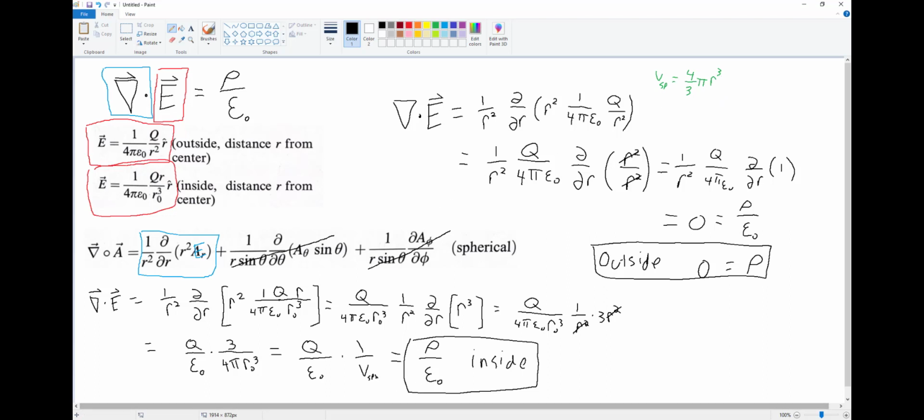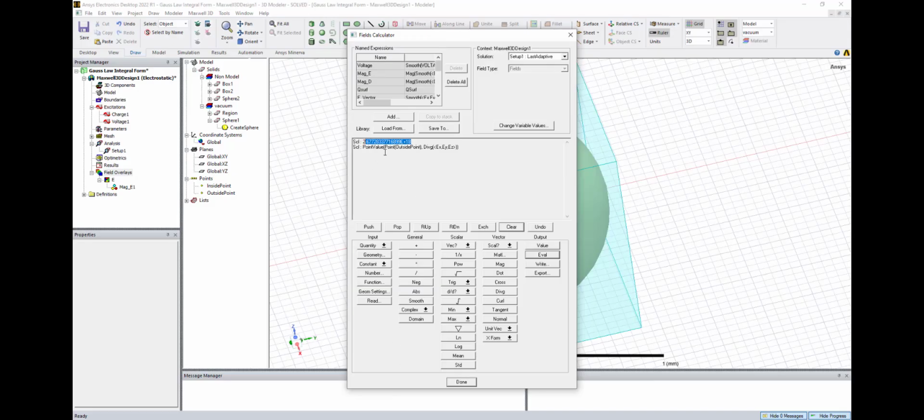So with all that information, we're almost done evaluating. We have the divergence calculated here, and now if we multiply by epsilon naught and by the volume of that sphere, then we should recover the charge that we initially assigned to the geometry. So let's go ahead and do that. So to multiply by epsilon naught, I'm going to choose constant.